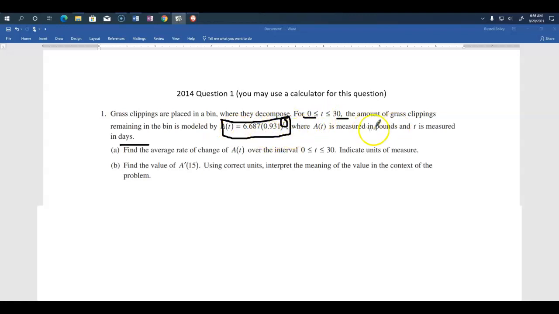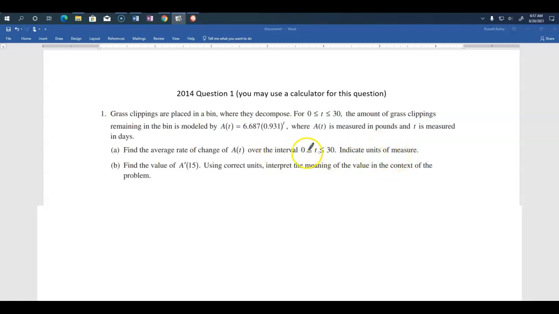So this is measured in pounds, and time is measured in days. When you're doing a lot of word problems, you want to pay attention to your units. My units are pounds and days. All right, but let's go ahead and get into the actual math part of this. This is asking me to find the average rate of change of A on the interval from 0 to 30, and they want me to indicate the units of measure.